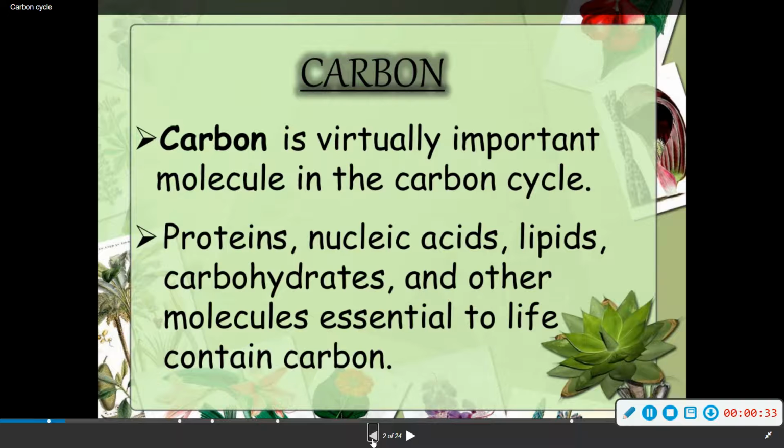So carbon is a very important molecule in the carbon cycle. It's the most important molecule. It's why we have the carbon cycle. So proteins, nucleic acids, lipids, carbohydrates, and other molecules essential to life contain carbon. It is like the reason we have life, pretty much.